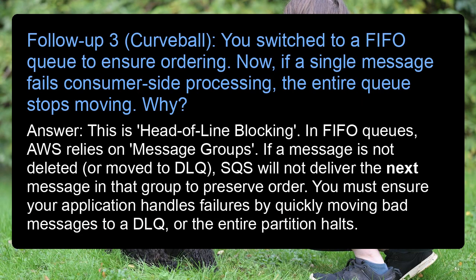Follow-up 3, curveball. You switch to a FIFO queue to ensure ordering. Now, if a single message fails consumer-side processing, the entire queue stops moving. Why? Answer, this is head-of-line blocking.